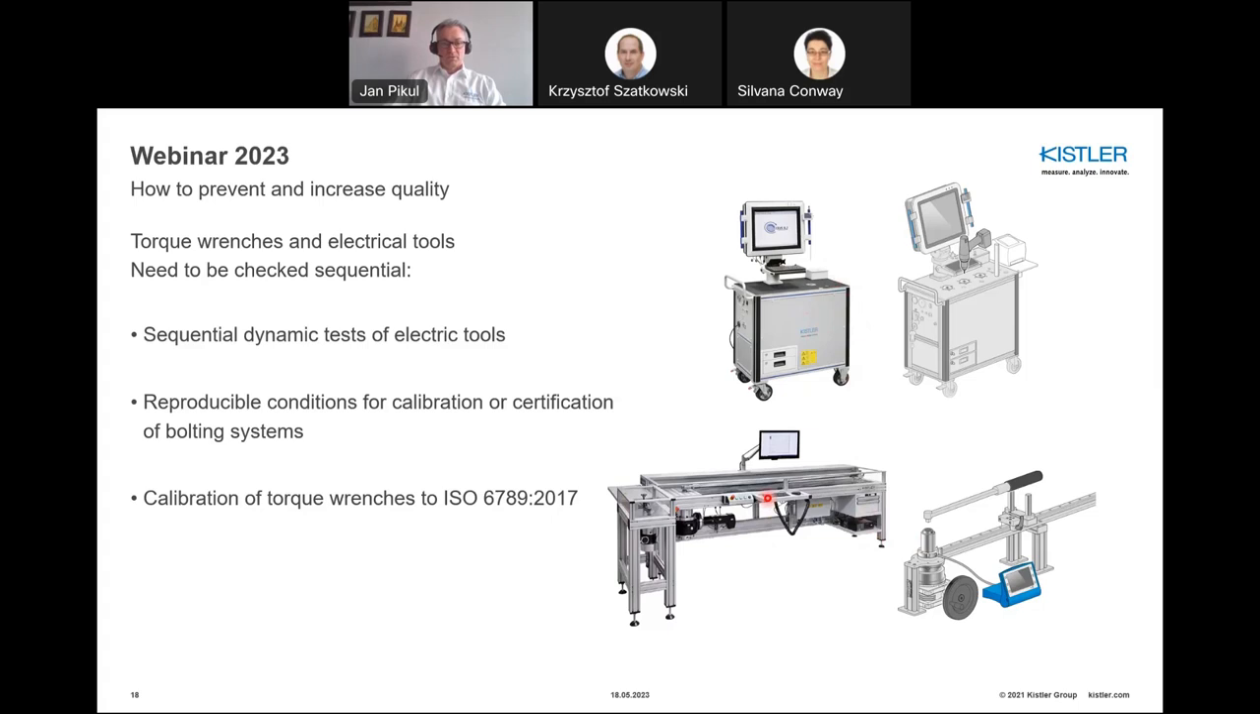And on the bottom, we have another system, which is called CaliTest. CaliTest in this setup has two different units. The small one is up to 50 Newton meters. The biggest one can be 1,000 or even extended to 1,500 to measure electronic wrenches and also to test click wrenches. So the process is automatic.